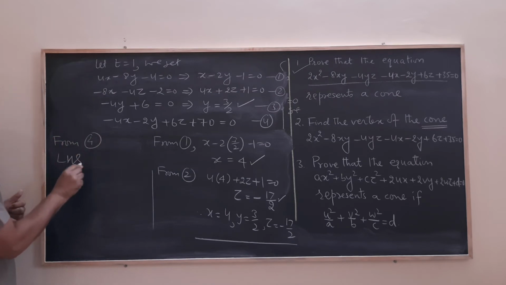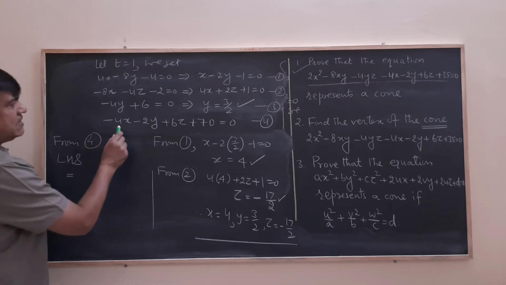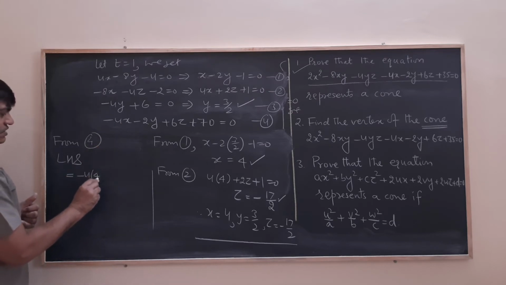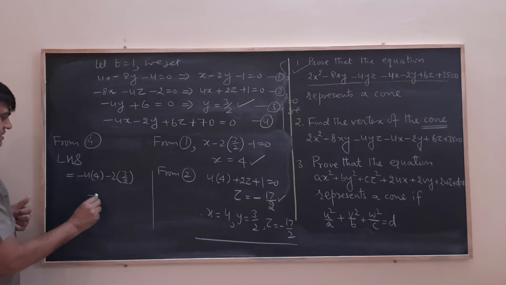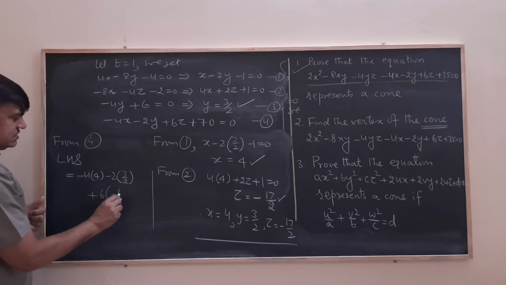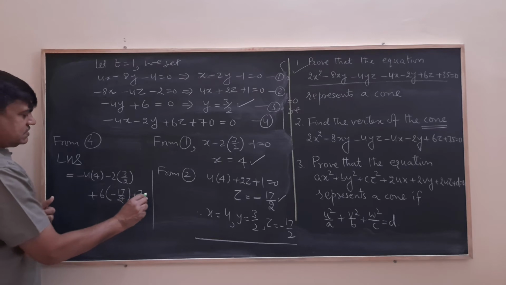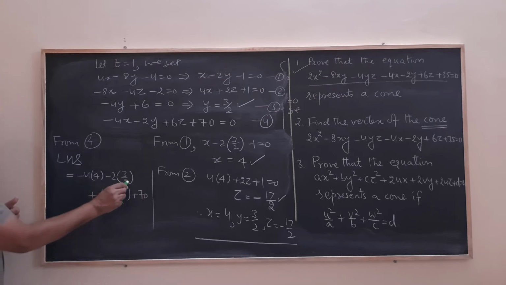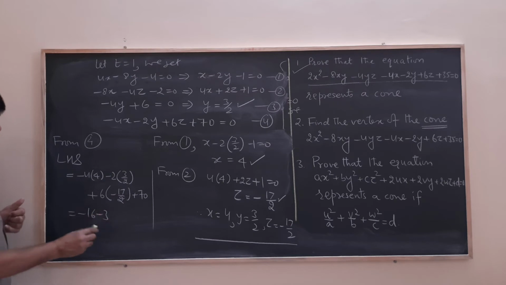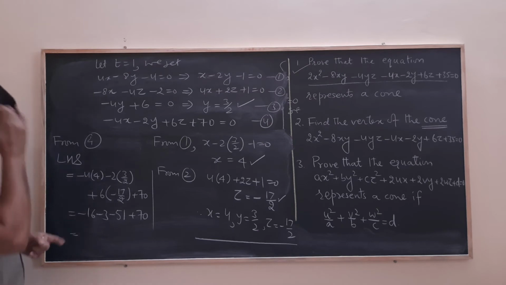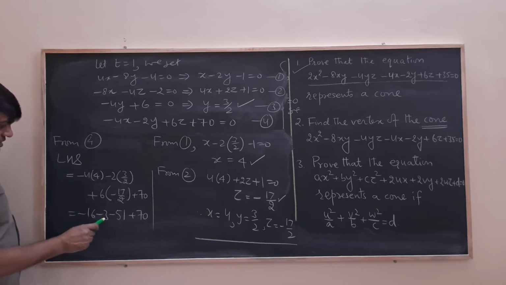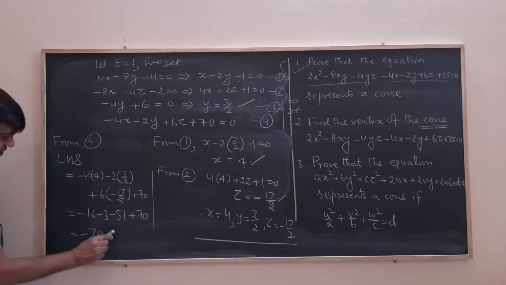Left hand side, what is left hand side? Minus 4 into x means 4, minus 2 y means 3 by 2, then plus 6z, z means minus 17 by 2, plus 70. So it is minus 16, this and this cancelled out, so it is minus 3 and minus 51 plus 70. So minus 54, oh, this is minus 70 plus 70, so 0.